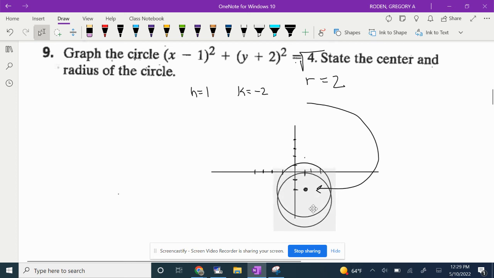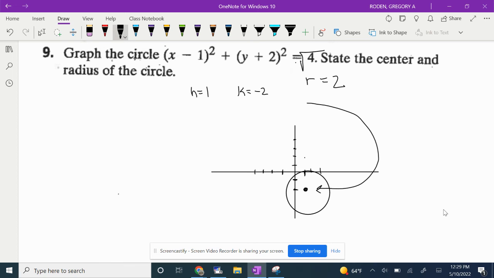It's going to look something like this, right? It's not perfect here, guys. Since I have R squared is 4, so R is 2, so my radius is going to be 2. It's going to be 2 units, 1, 2. So it's going to look something like this. This isn't perfect, but you get the point of it. There's the circle right there. So your center point should be down in the 4th quadrant.